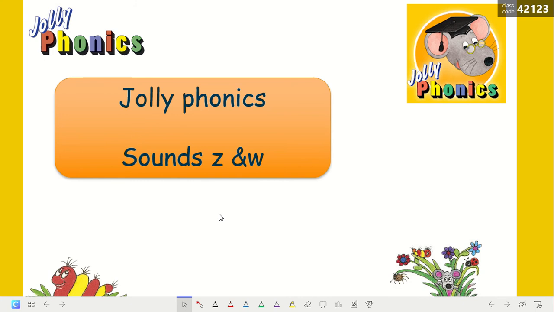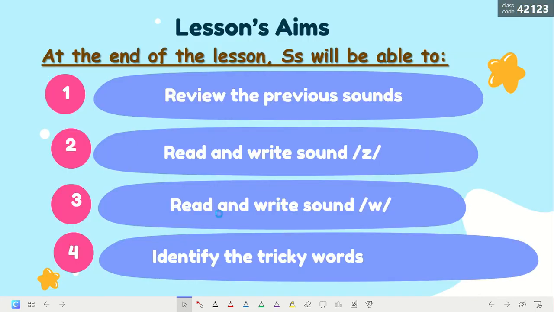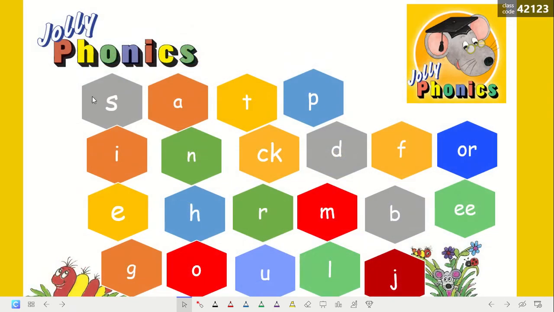Today we have new sounds. We have two sounds. Okay, so our learning outcomes for today: we are going to first review the previous sounds, then recognize the new sounds and write them, and then identify the tricky words. Tricky words? What does it mean, tricky words? You will know later.